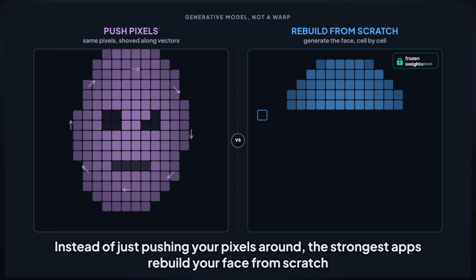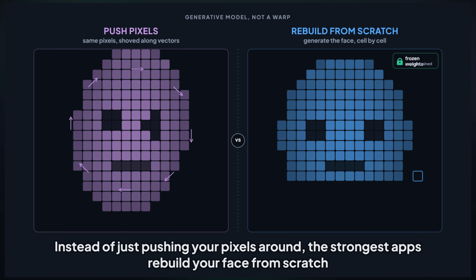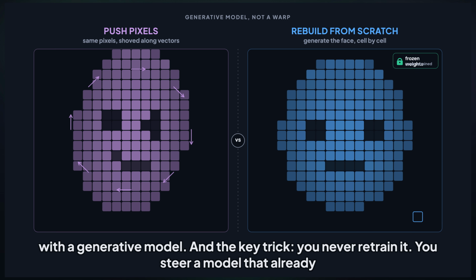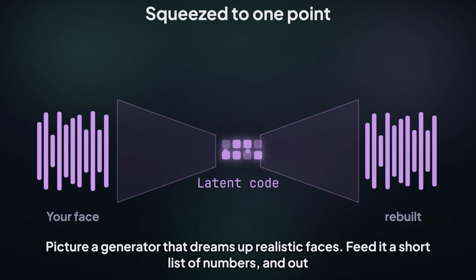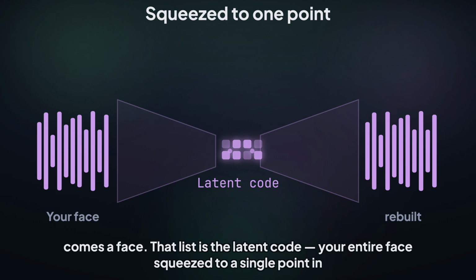Instead of just pushing your pixels around, the strongest apps rebuild your face from scratch with a generative model. And the key trick: you never retrain it. You steer a model that already learned what faces look like. Picture a generator that dreams up realistic faces. Feed it a short list of numbers, and out comes a face. That list is the latent code, your entire face squeezed to a single point in an abstract space.